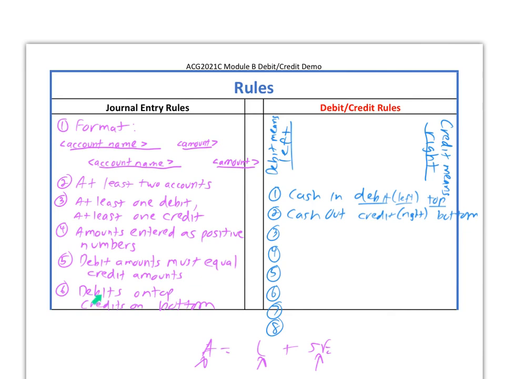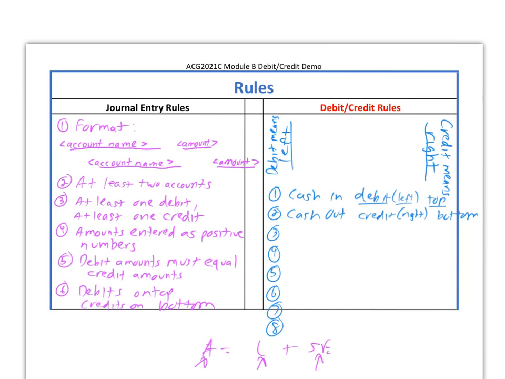Right, so now this rule makes sense. That's why I kind of delayed explaining this rule. Anytime I have a debit entry, it needs to go on top of the journal entry. Anytime I have a credit, I need to have it on the bottom. So if I have 2 credits, I need the last 2 lines to be credits. If I have 2 debits, the first 2 lines need to be debits, and the last line would be a credit. But most journal entries are going to have just 2 accounts. So the top line should be debit, bottom line credit.